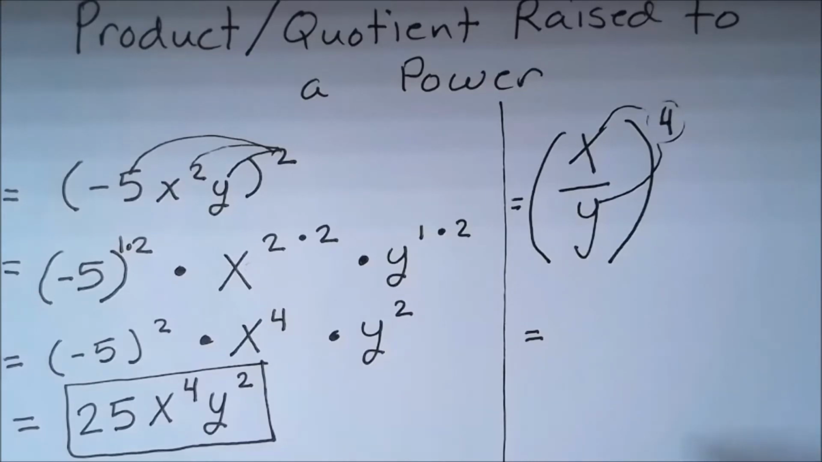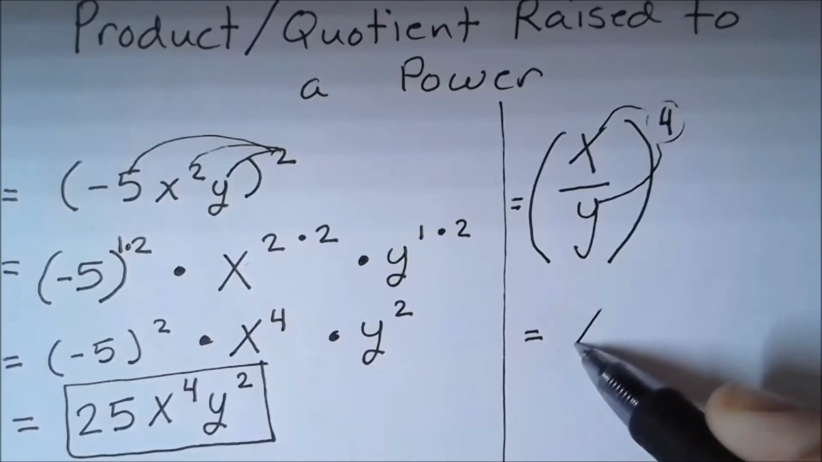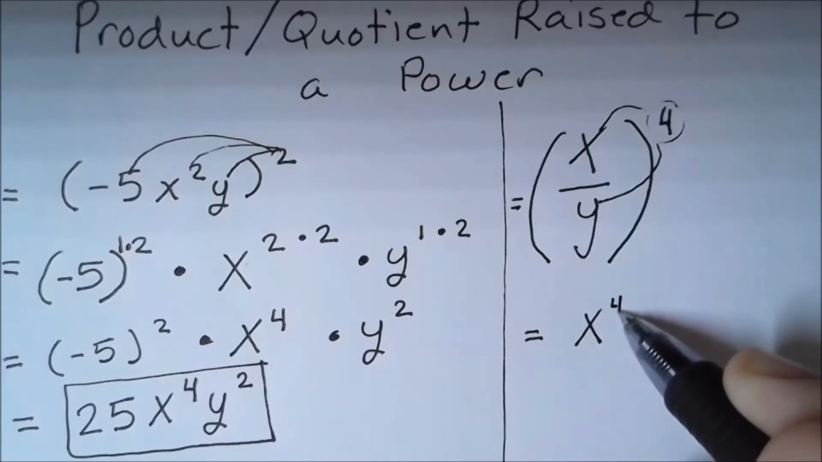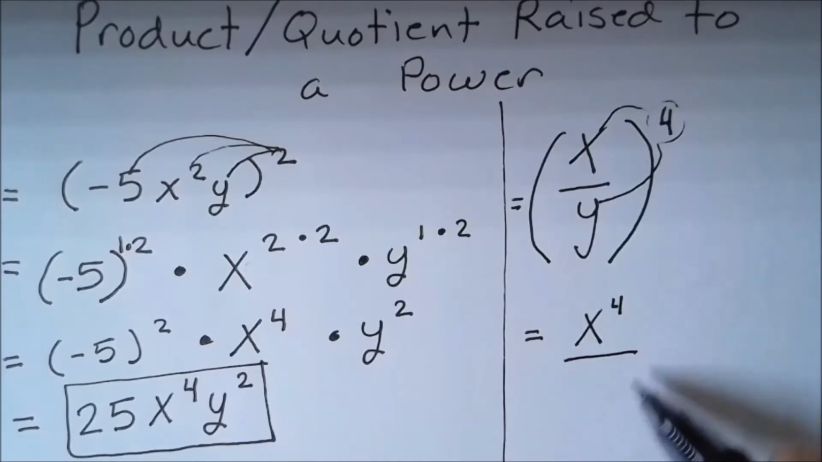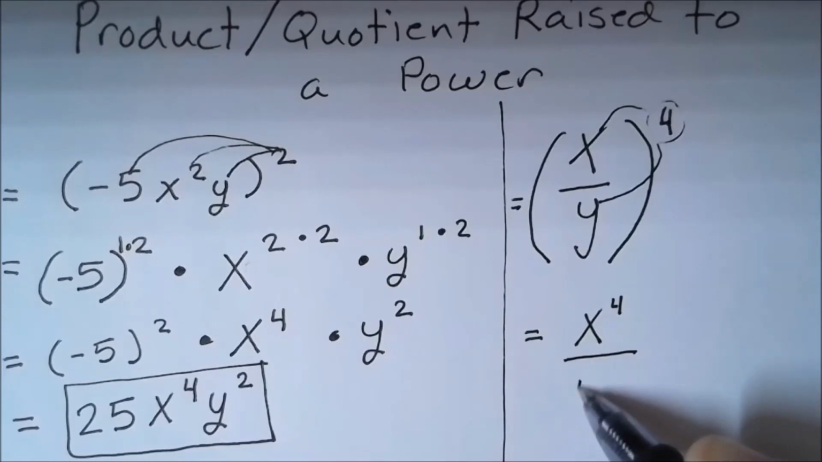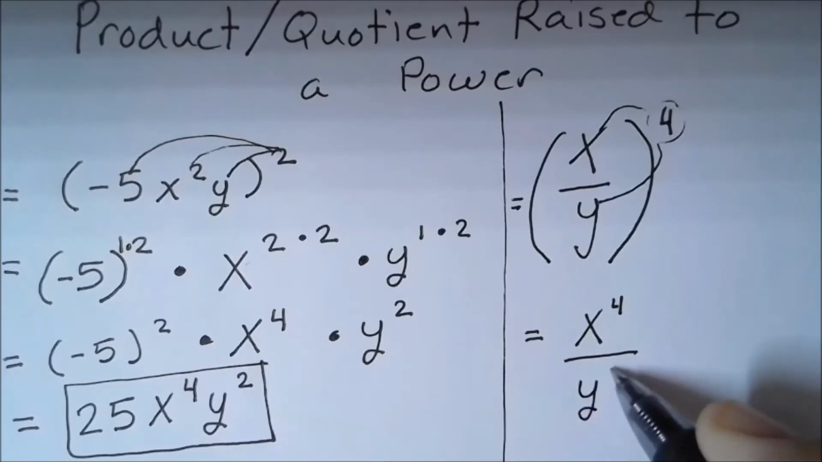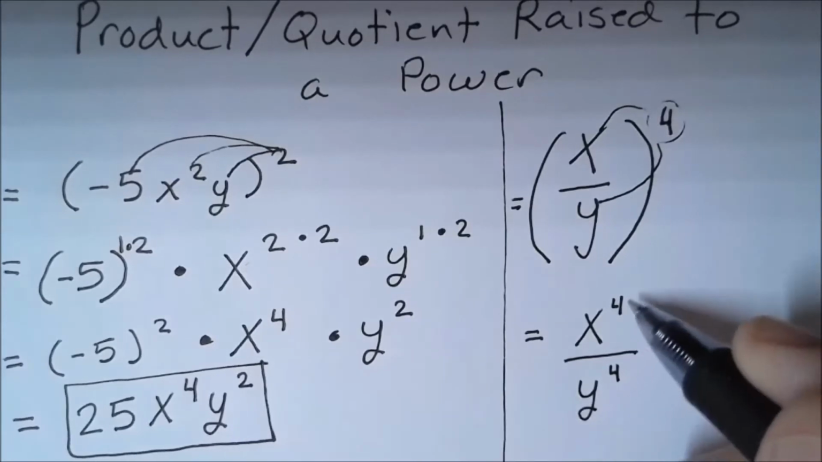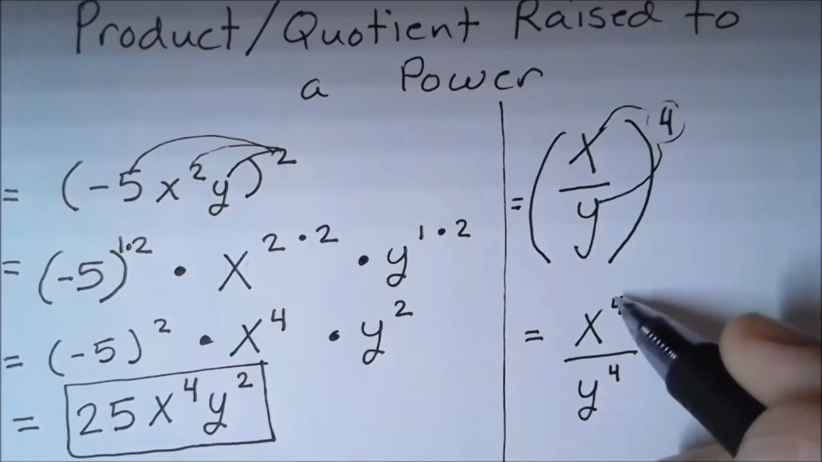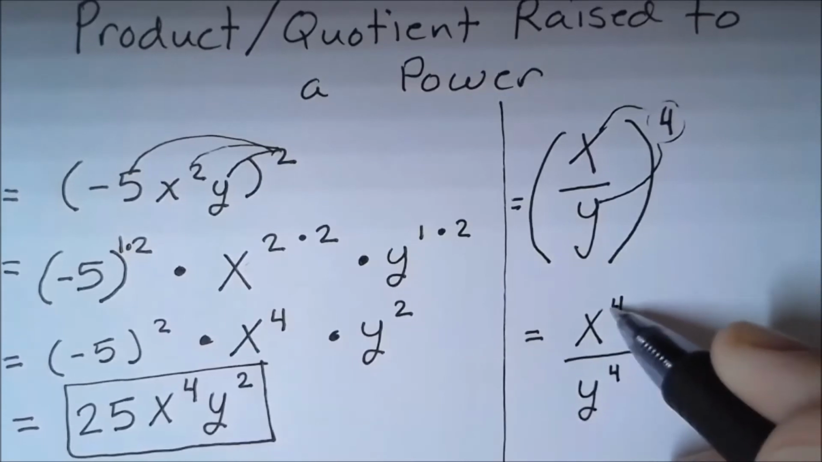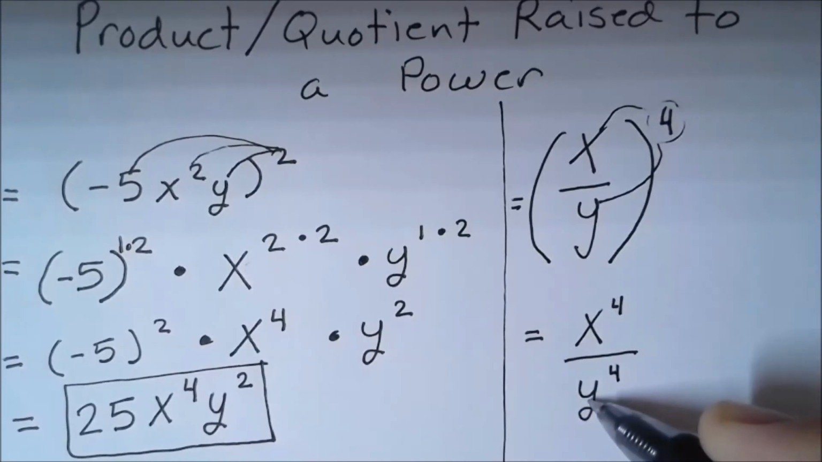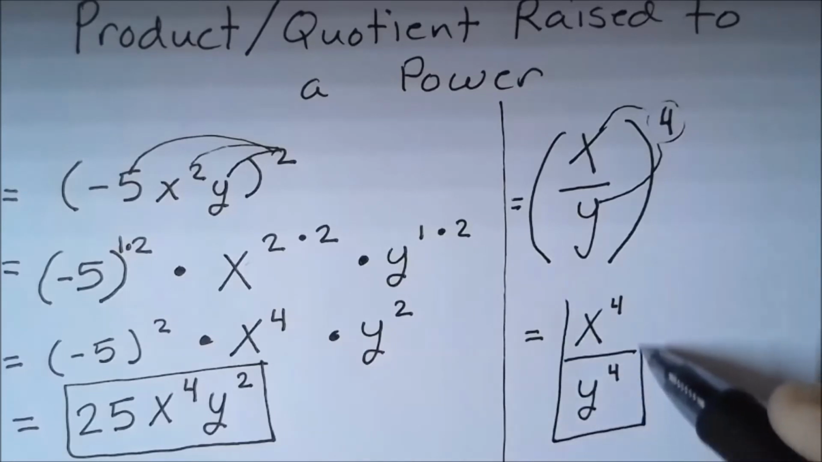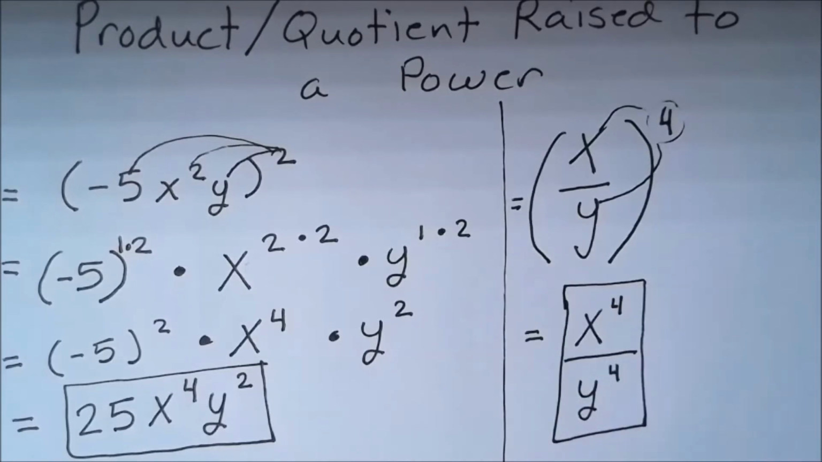So if we were to work this out, it simply becomes x to the power of 4 over, I'm sorry, over y to the power of 4. And if you wanted to see the process, because this is a power of 1, it's just 1 times 4, and then this is a power of 1, so it's 1 times 4, and that's how we get those powers. So I'm going to show you one more example of this just to make sure you got it.